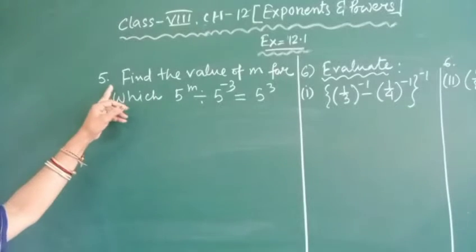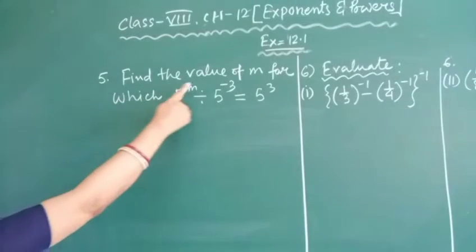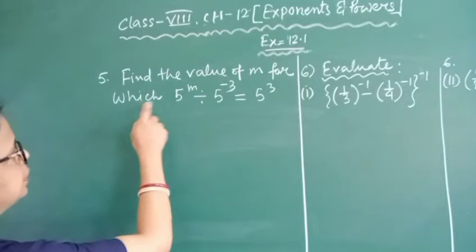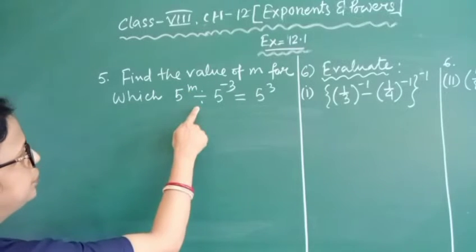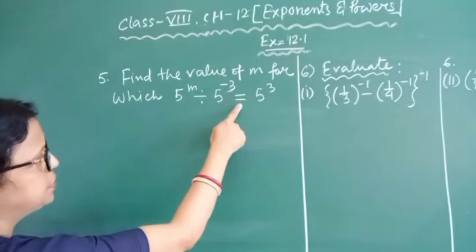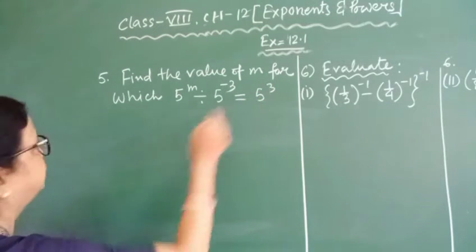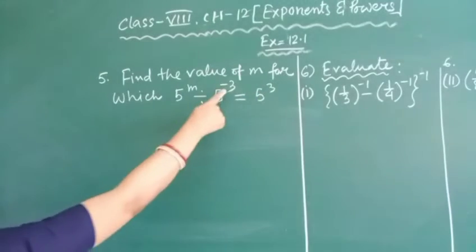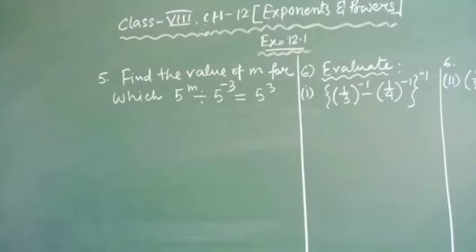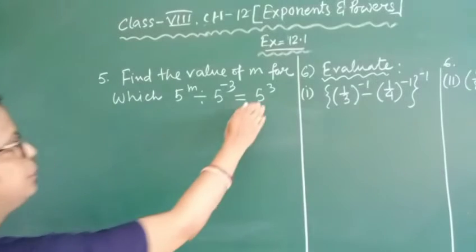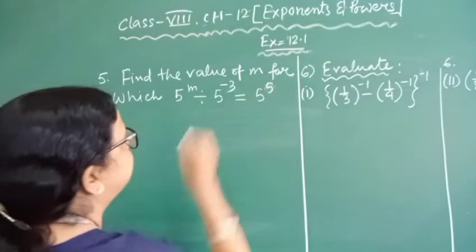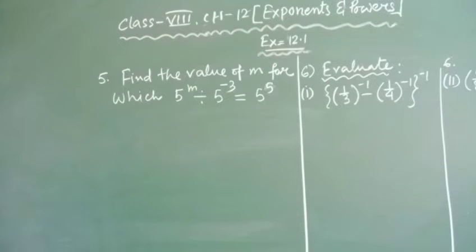Now question number 5, find the value of m for which 5 to the power m divided by 5 to the power minus 3 is equal to 5 to the power 5. In the question it is given 5 to the power m divided by 5 to the power minus 3 is equal to 5 to the power 5.